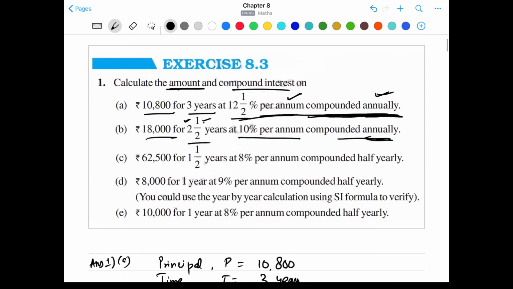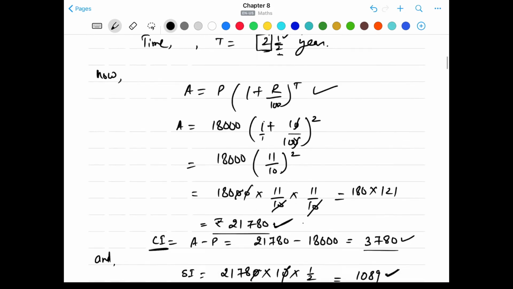In this case the principal amount is 62,500, time is 1.5 years, rate of interest is 8% per annum, but the interest is compounded half yearly. So we will divide the rate by 2 and multiply the time by 2, so rate will become 4% and time will become 3 half years. Okay, let's write this.